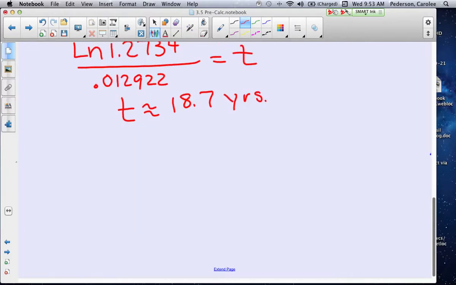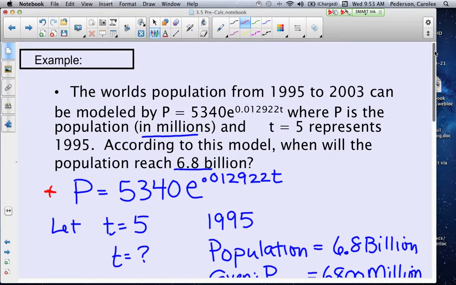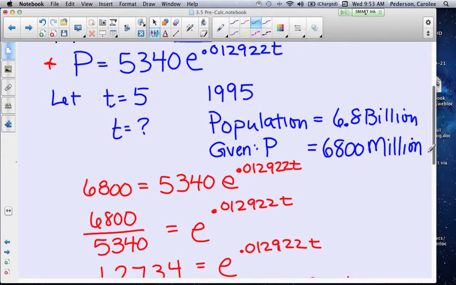Am I done with the question? I'll let you finish writing that up, and then we'll go back up to the slide. It says t equals 5 represents 1995, and our t equals 18.7. So let's go backwards a little bit. When would t equal 0, time equal 0? 1990, we'd go back 5 years. So 1990.